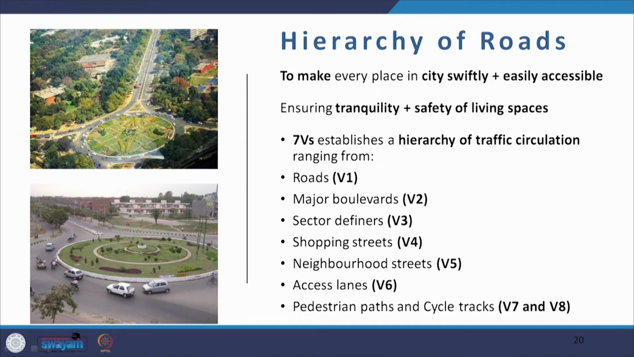So what are the 7 V's? And please forgive me that in the last session that I shared with you, I talked in reverse order of the V1 and V7. I correct myself by saying that the main roads are the V1s, then the major boulevards are V2, the sectoral dividers are V3, shopping streets V4, neighborhood streets V5, access lanes within the neighborhood are V6, and the pedestrian paths and cycle tracks within the neighborhood are V7 and V8.